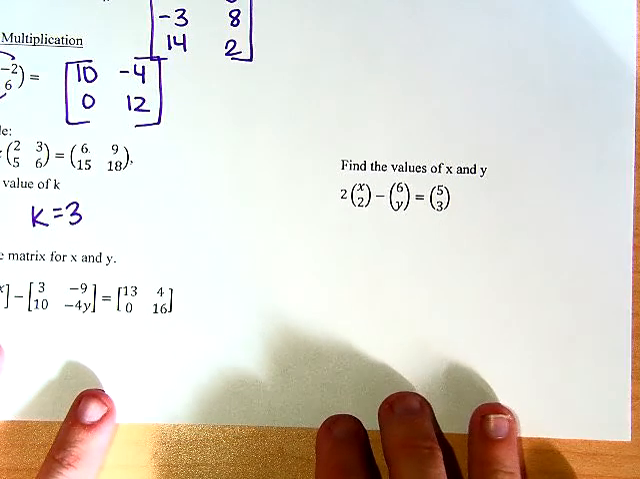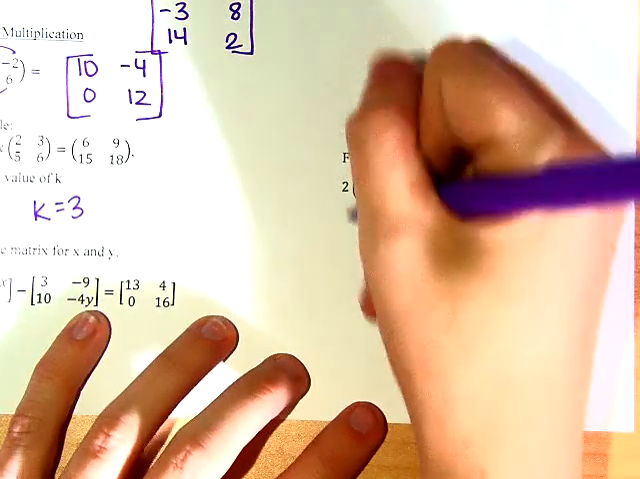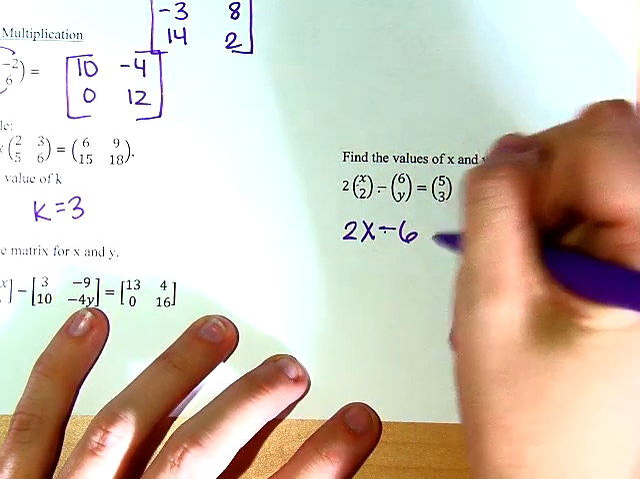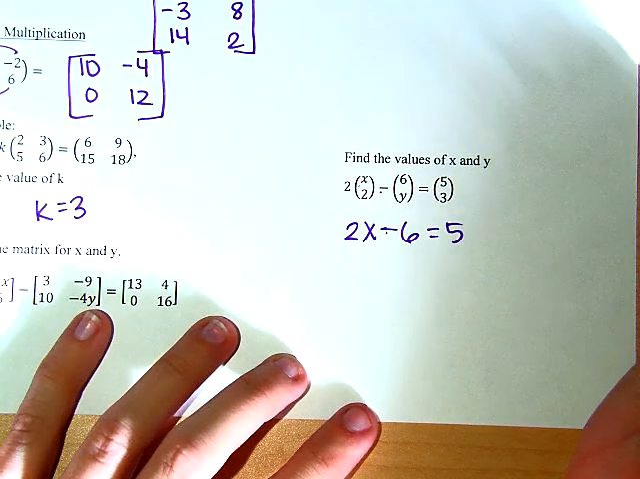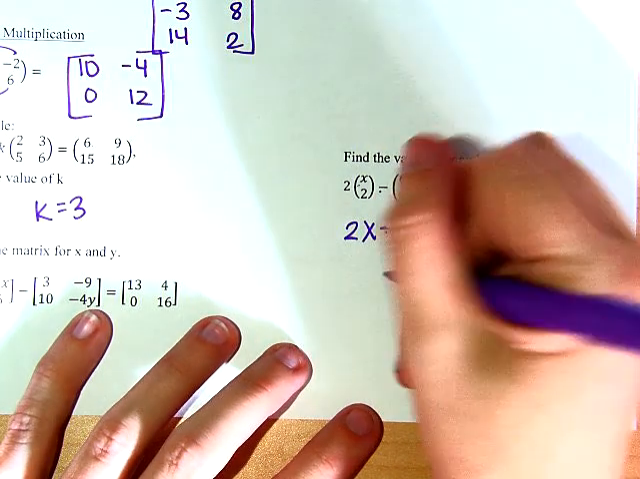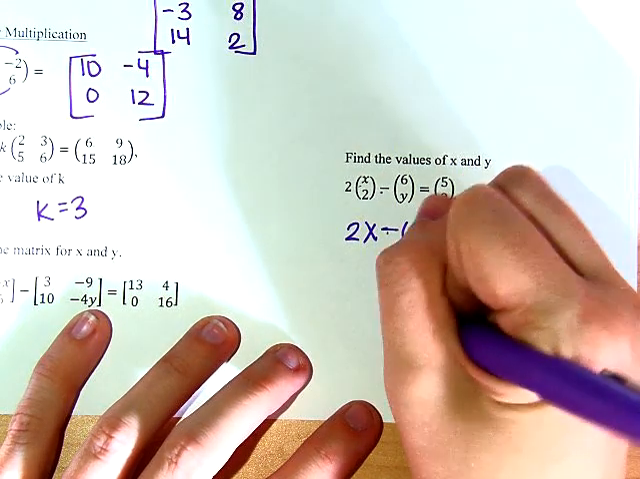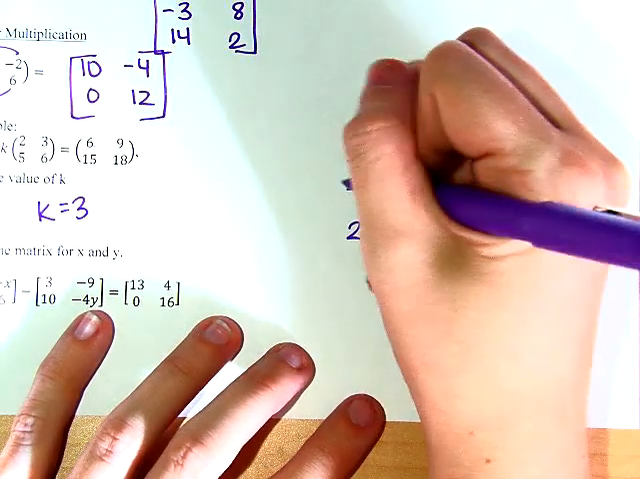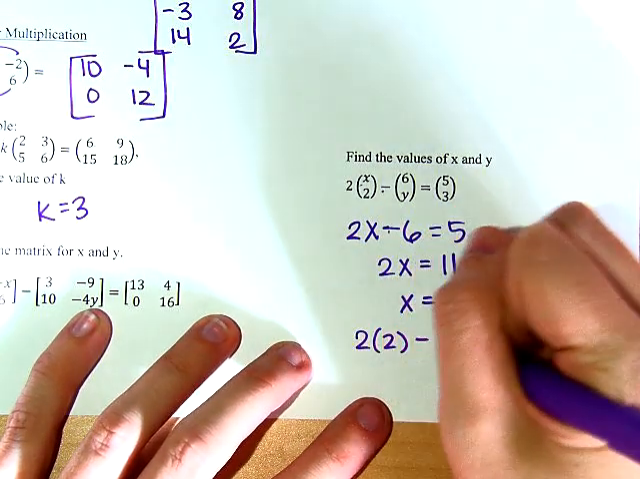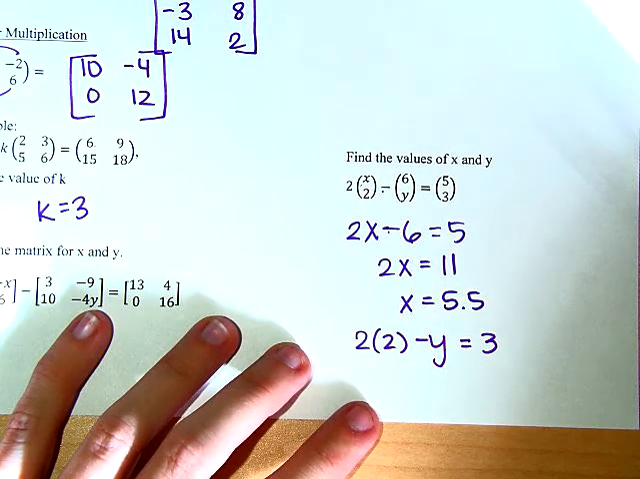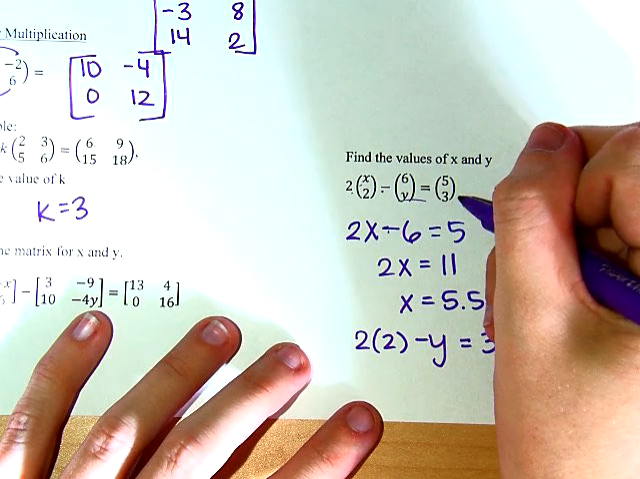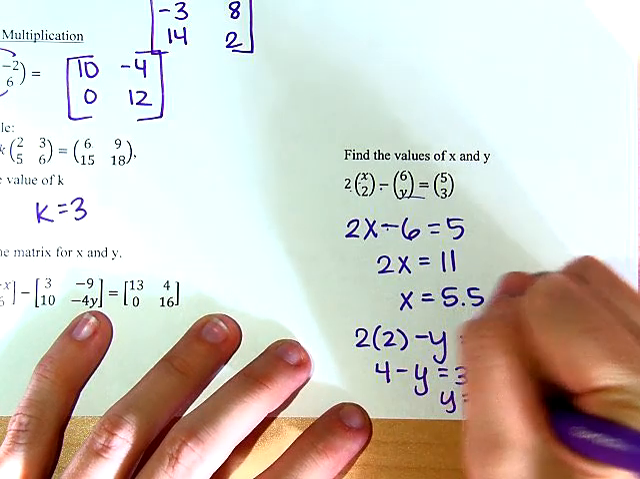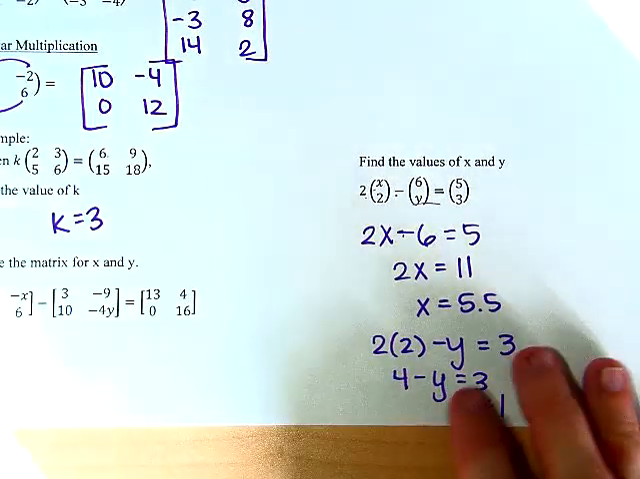Now solving these things, you can kind of set up your own equation. So we have 2x, and then minus my top number, which is 6, is going to be equal to 5. So when I solve this, I got 2x equals 11, x equals 5.5. Same thing for y. 2 times 2 minus y equals 3. Just follow the bottom there. So I have 4 minus y equals 3. y equals 1.